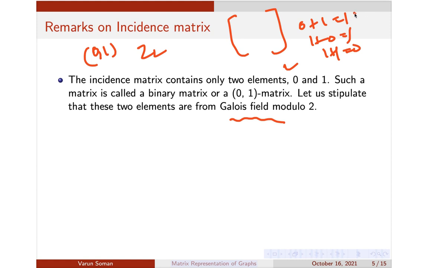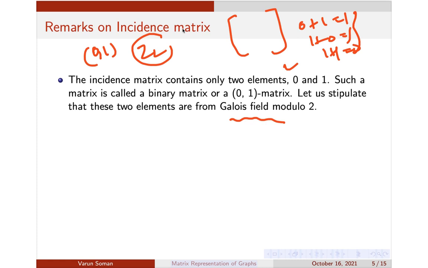So we will assume that the entries of this matrix are coming from the field Z2, because it is not needed for us to discuss the fields R and C, since only 0 and 1 are there as entries in this matrix. So we will be assuming that the entries are coming from the field Z2, or the Galois field modulo 2.